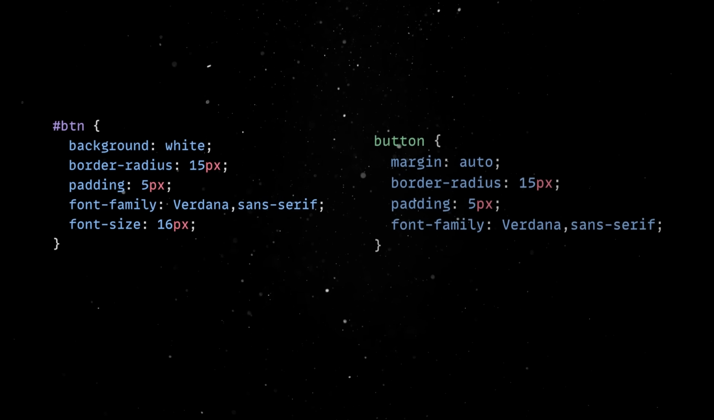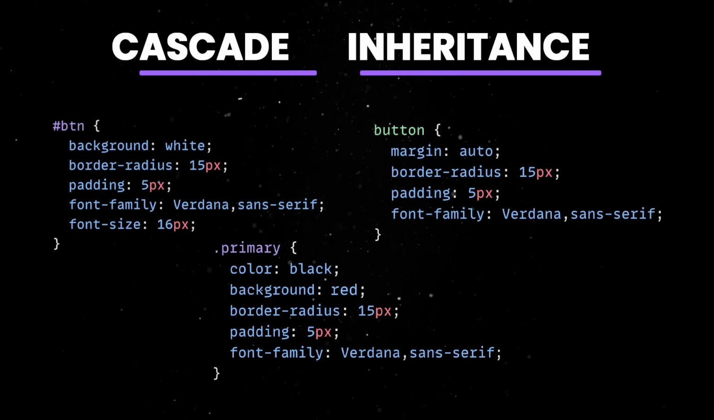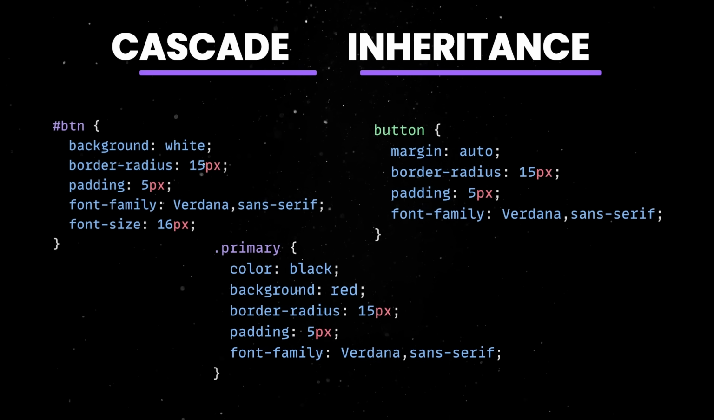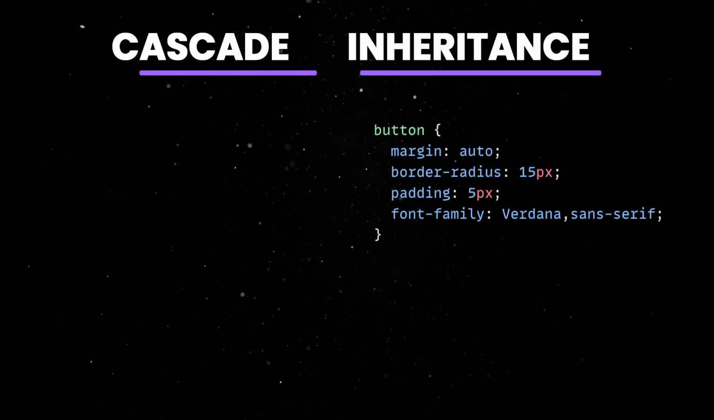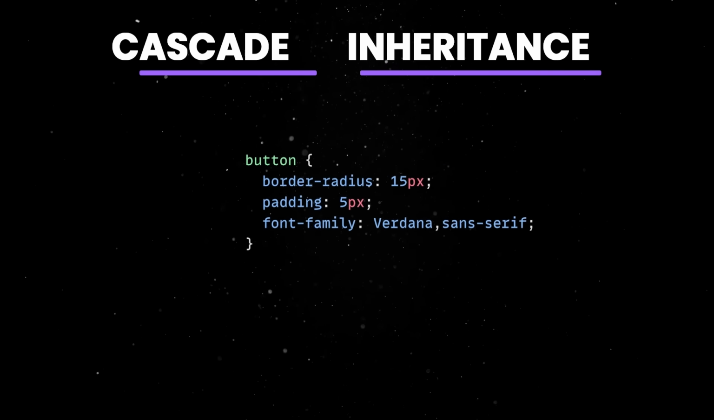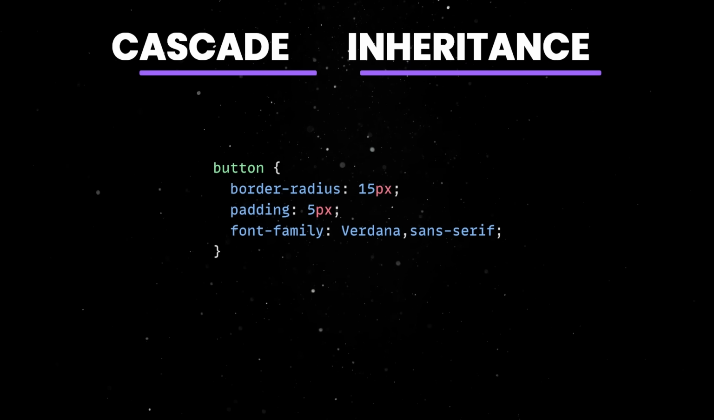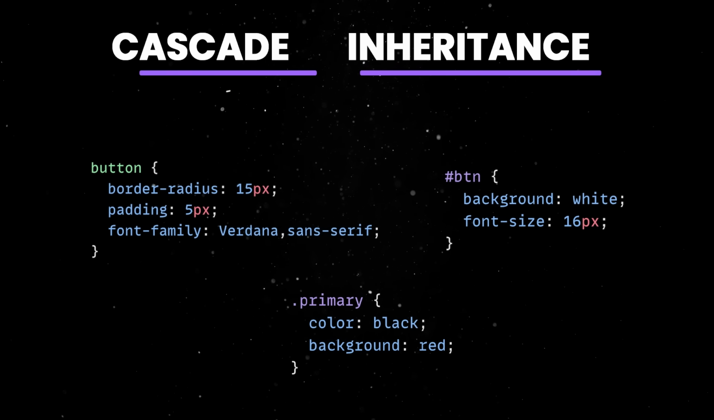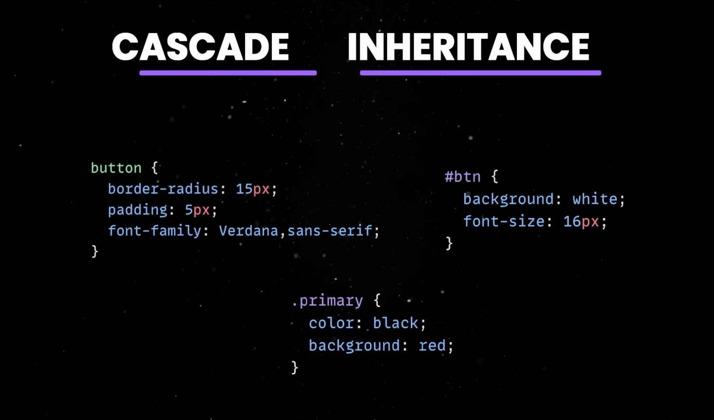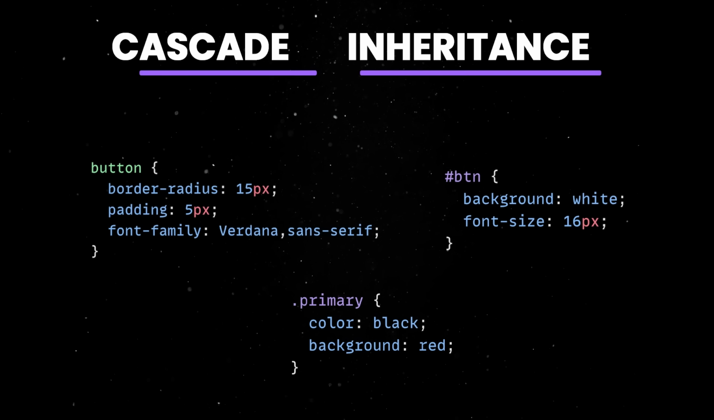This is where concepts like the cascade and inheritance come into play. By leveraging these, you can define base styles that apply to multiple elements and then override them where needed. For example, if all your buttons share a common set of styles like border radius, padding, and font, you can define these properties as a general rule. Then, for specific buttons that need additional customization, you can use classes or IDs to add more specific styles. So general rules will cascade down into the more specific rules, which extend or override the inherited rules.